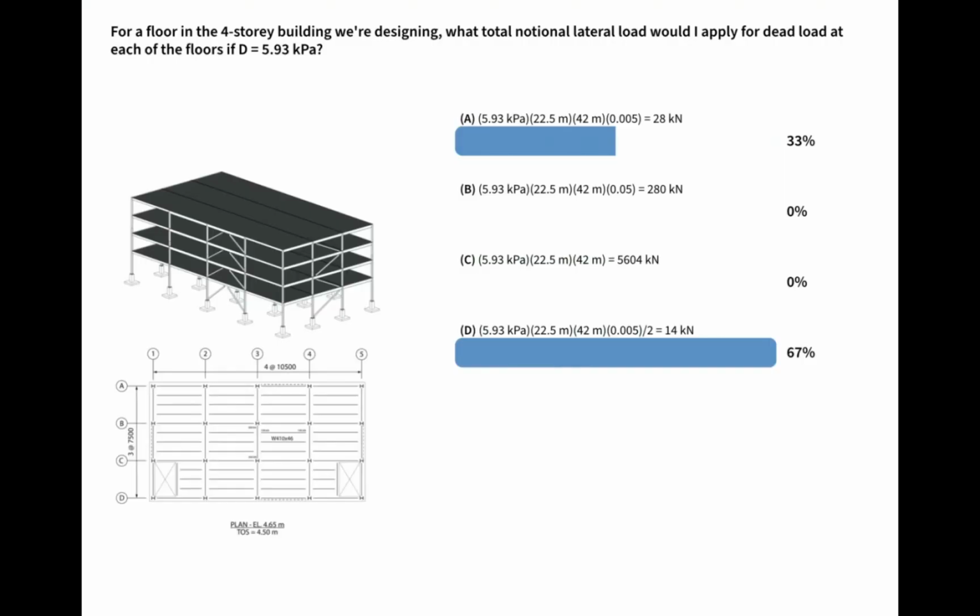I don't think there's a ladder activity you could do in the hallway at this point in time. So we've got: one, the dead load times the floor area times 0.005. Two, the dead load times the floor area times 0.05, might be a bit high. Three, the total dead load. And four, dead load times floor area times 0.005 divided by 2.